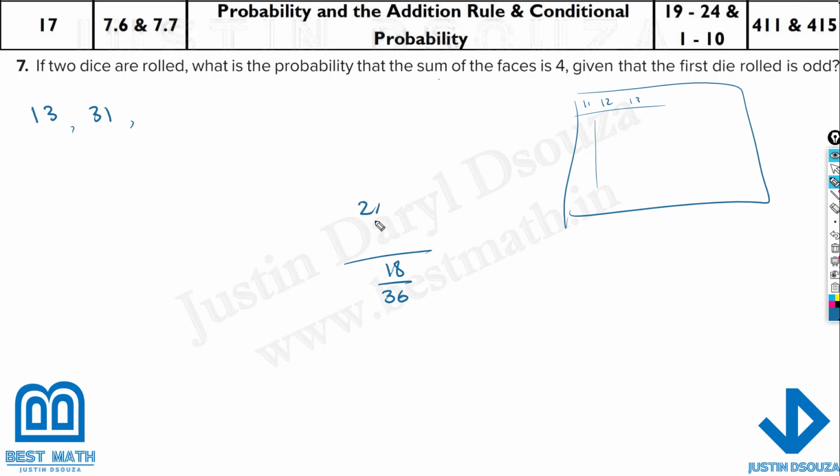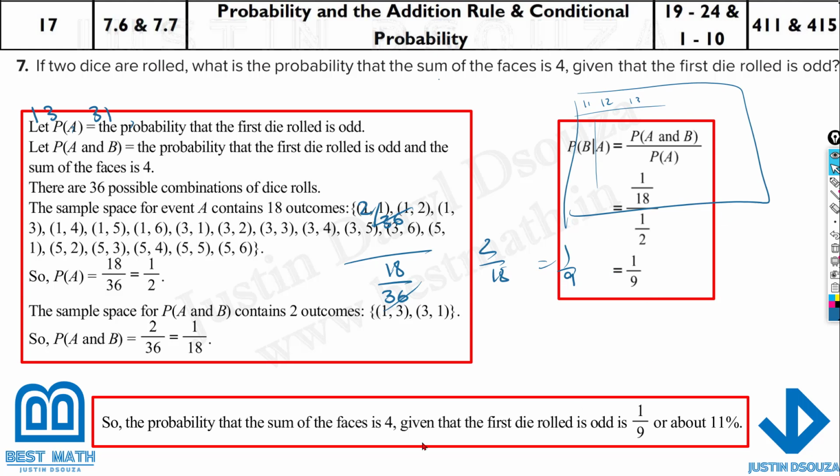Nothing else, right? So you don't need to draw it because there are no other numbers. Think of this. If you change this number to more than 1 or less than 1, it's not possible anyway. There's no 0. You won't get 4. So there are only 2 possibilities. So the answer is 2 by 18 or 1 by 9. So that should be the final answer. It's 1 by 9.